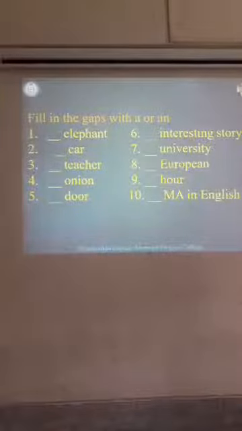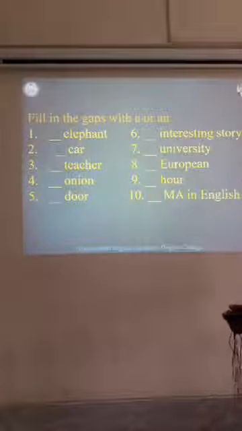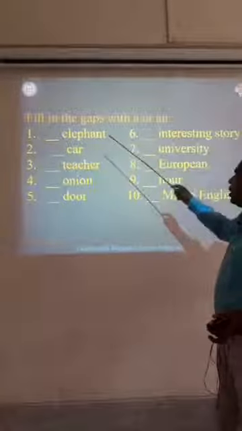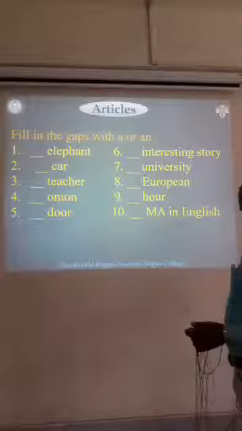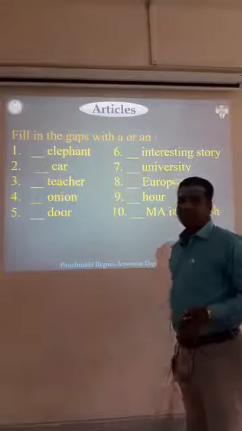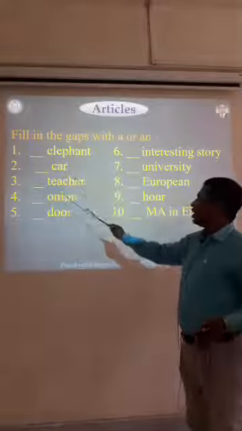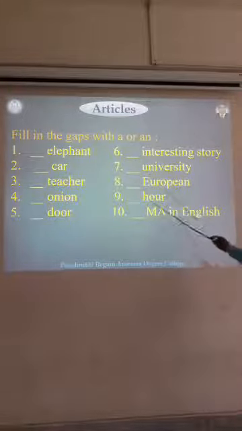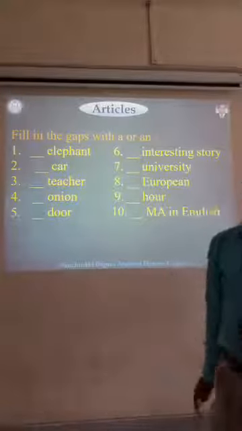Number 2, fill in the gaps with A or N. If you are able to understand the vowel sound and consonant sound, you will be able to fill in the gap. That is number 1. You think what will be there and write the answer. Elephant, car, teacher, onion, door, interesting story, university, European, hour, MA in English. You will fill in the gap. Now it is your task.